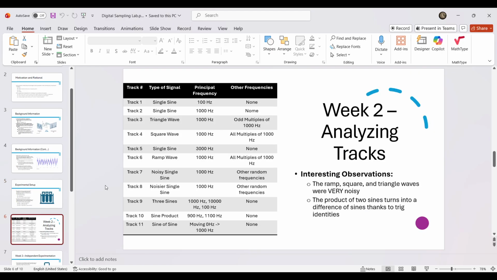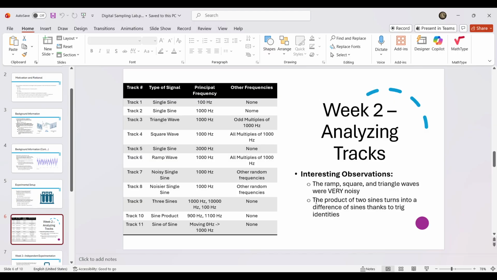So week two, here's the results of analyzing the 11 sample tracks. So most of the tracks, or all of the tracks, were comprised of either single sine waves, triangle waves, square waves, ramp waves, or a product of sines or a sine inside of a sine. So some interesting observations that I noted here was that the ramp, square, and triangle waves were all extremely noisy, and it was actually to the point where it was hard to figure out which was which.